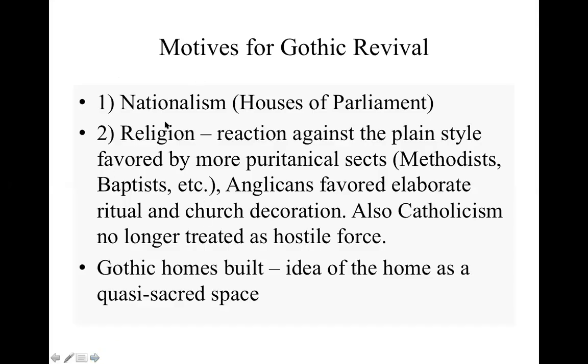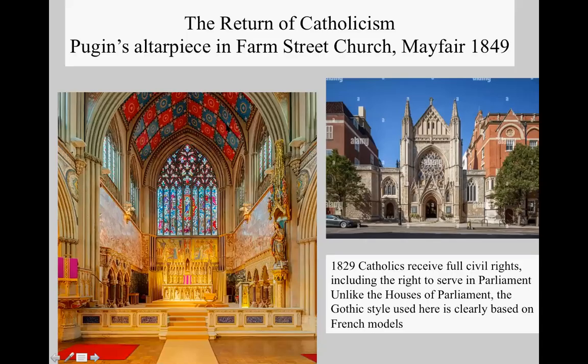So we mentioned this already, nationalism and religion. Another thing that's interesting is the Gothic private houses get built. The idea of the house as a quasi sacred space. So this is Pugin again. This is him doing an altar in a rather wonderful Jesuit church actually, central London.